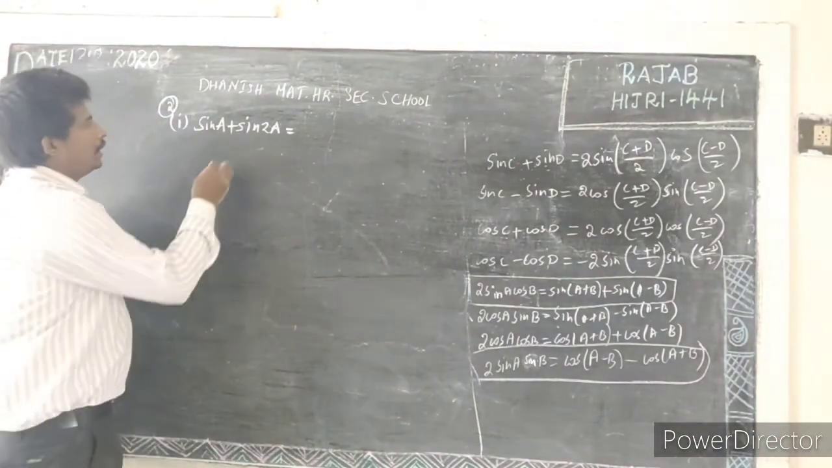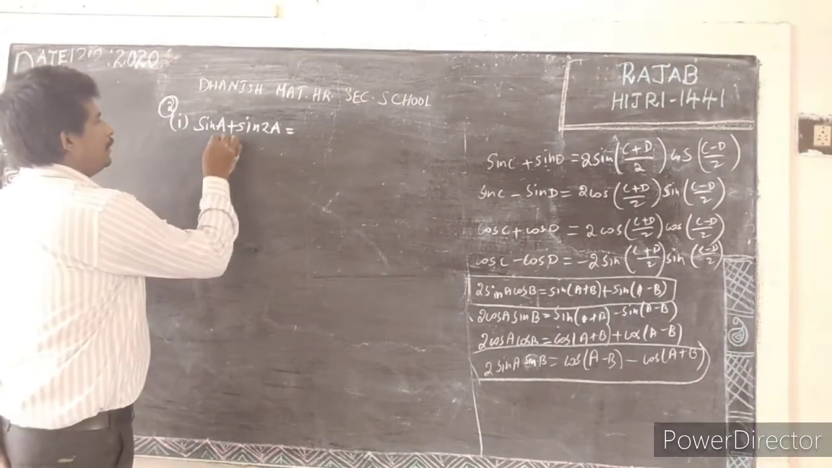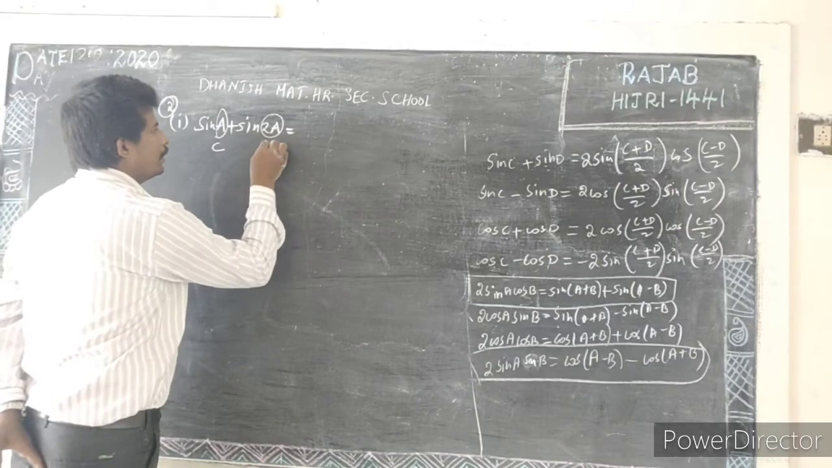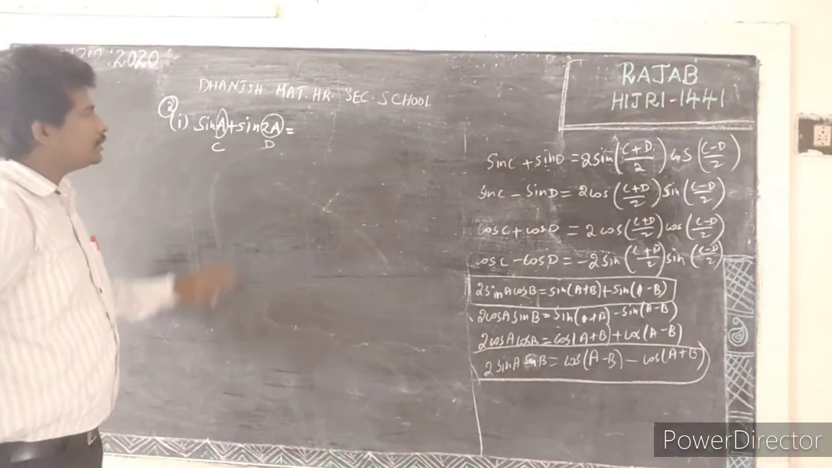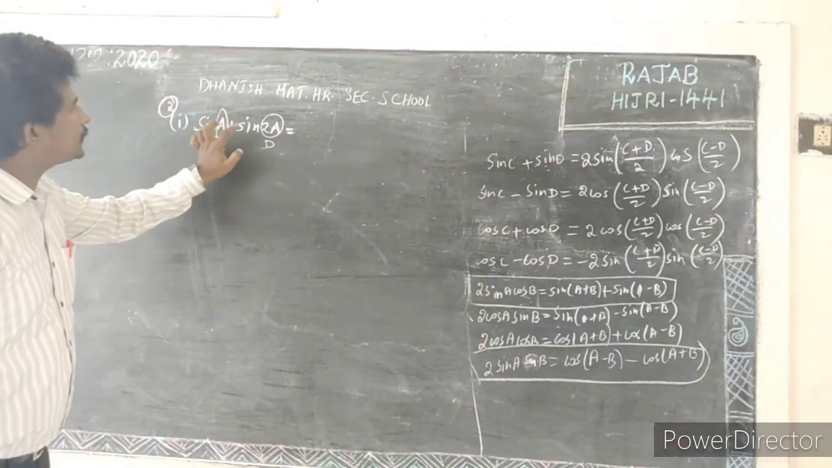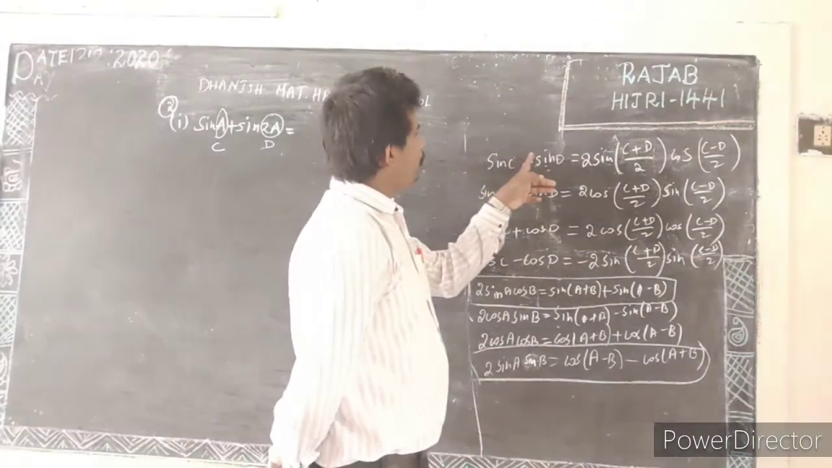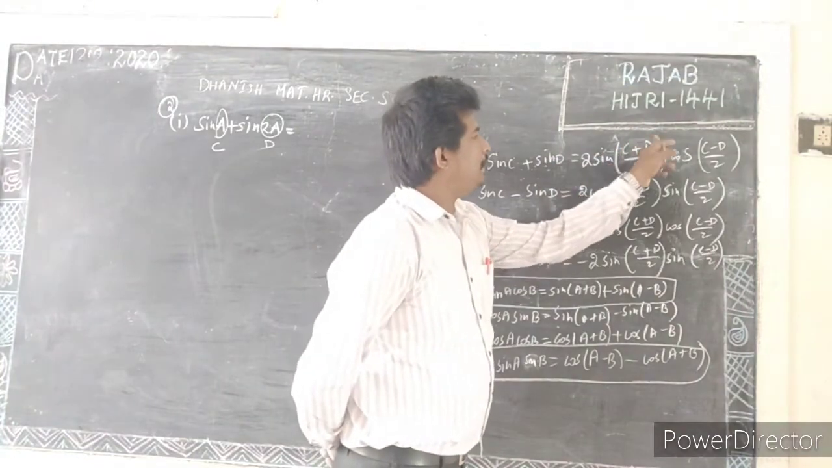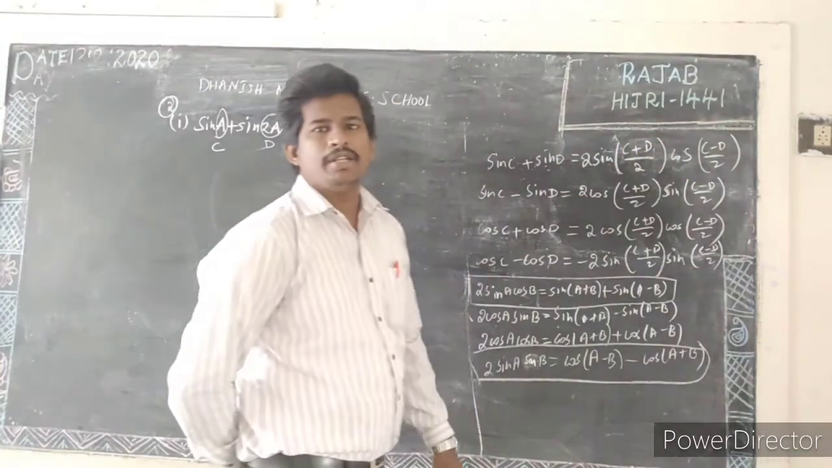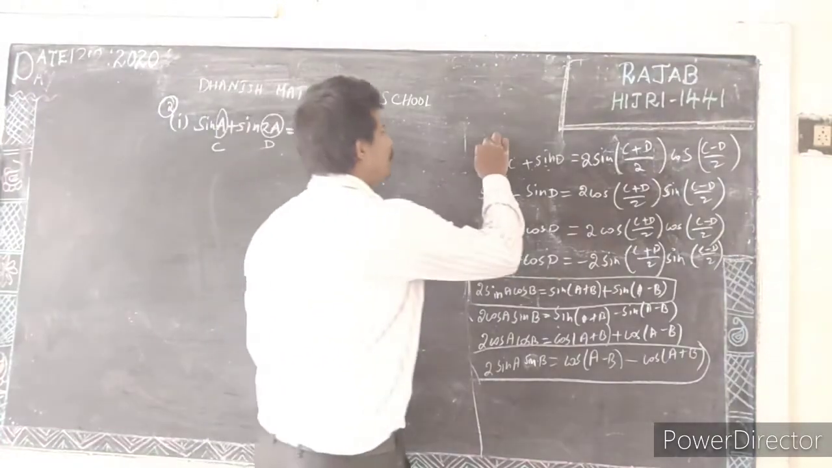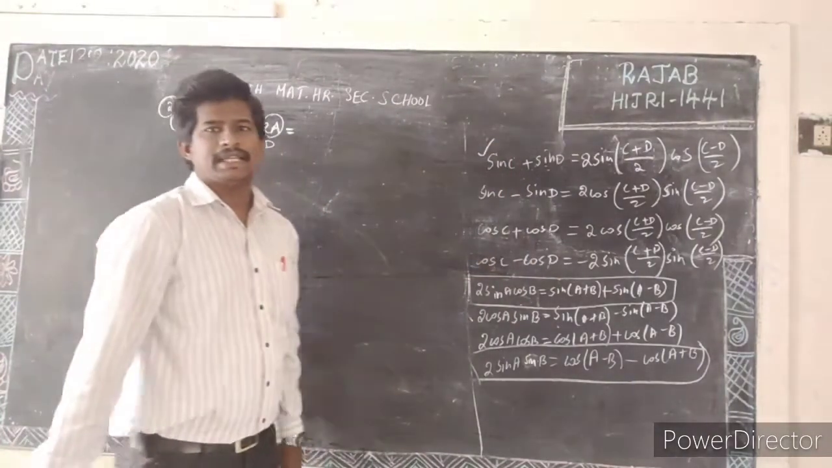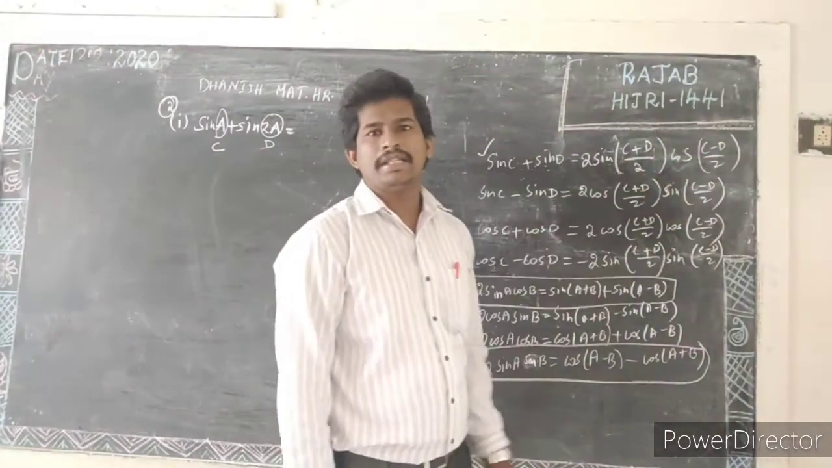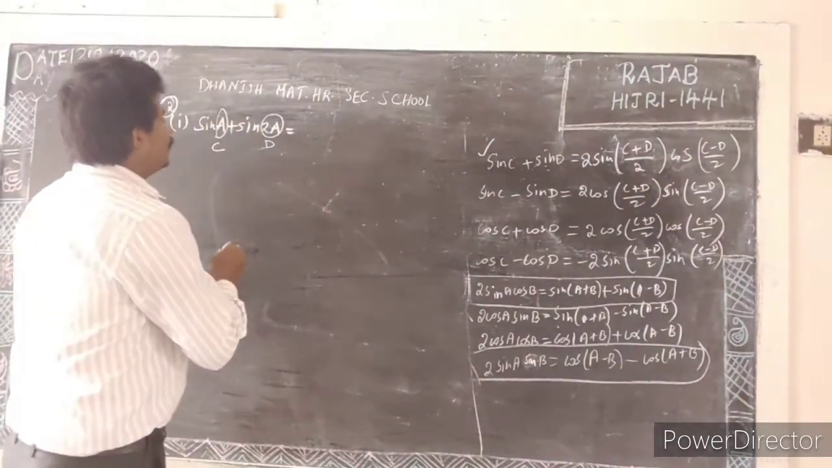See, look at the given term. Here we can take this as c, this term as d. So this is the form of sin c plus sin d. Sin c plus sin d can be written as 2 sin c plus d by 2 cos c minus d by 2. Now I am going to use the formula, the first one. Sin c plus sin d equal to 2 sin c plus d by 2 cos c minus d by 2. Okay, what will happen?